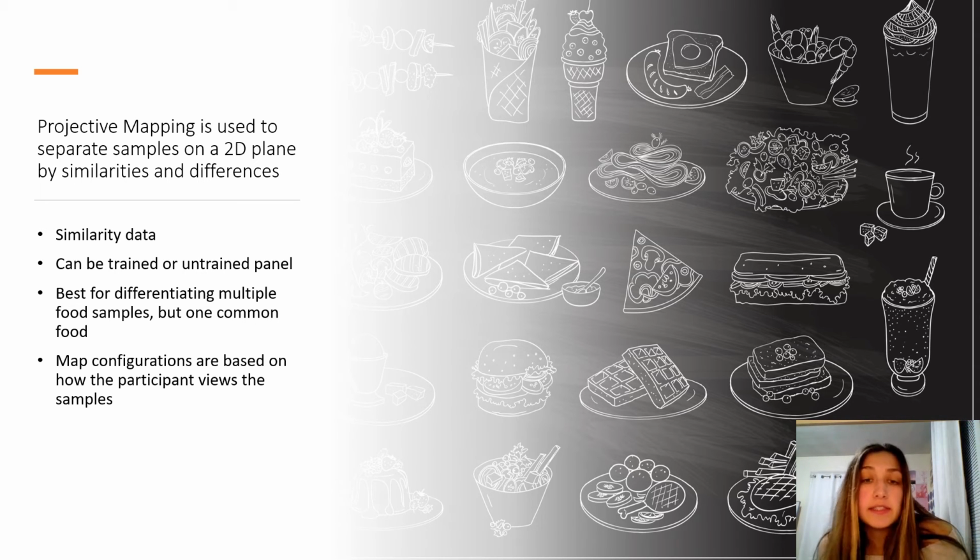Projective mapping is a sensory study that generally uses a 2D plane on which participants group the samples by similarities or dissimilarities. In this case, we were able to create this test using a database called CompuSense, in which participants could perform the projective mapping on a tablet. We used both experimental samples that I had created and commercial samples from the store to obtain the similarity data.